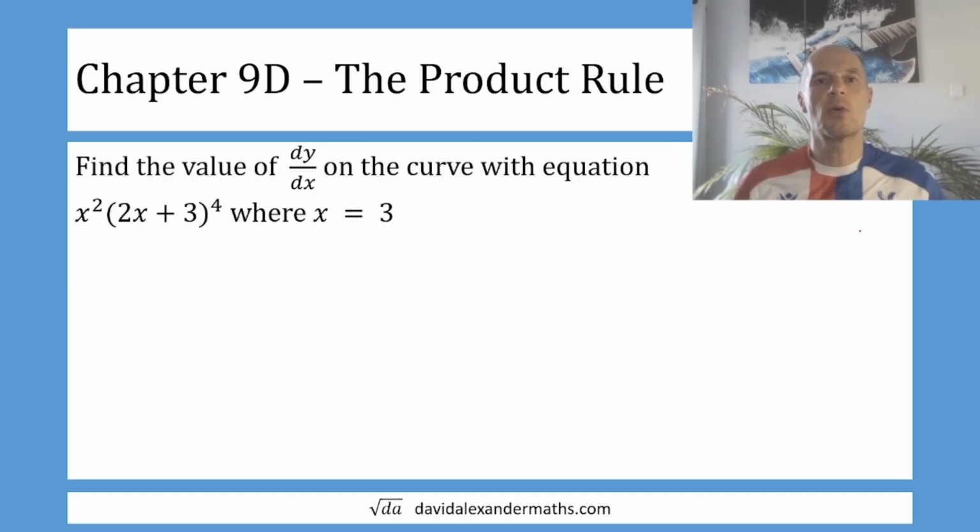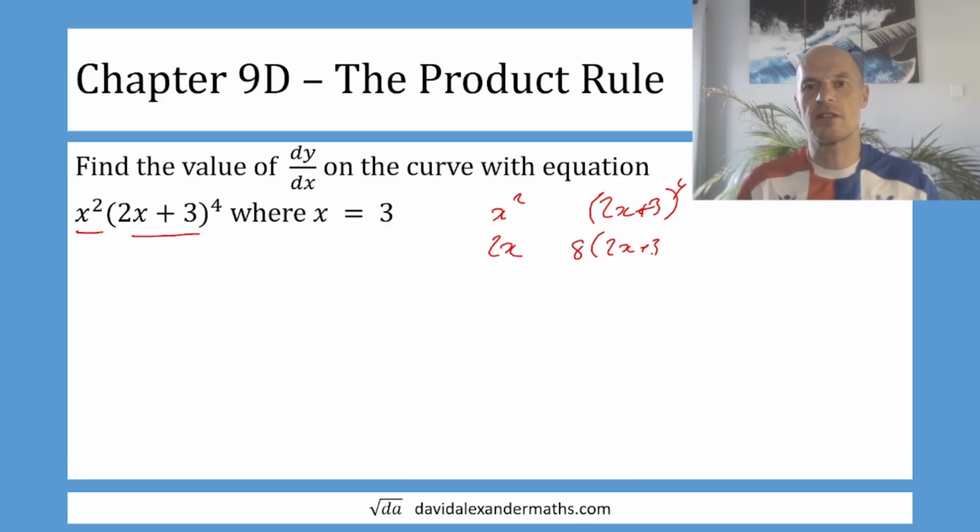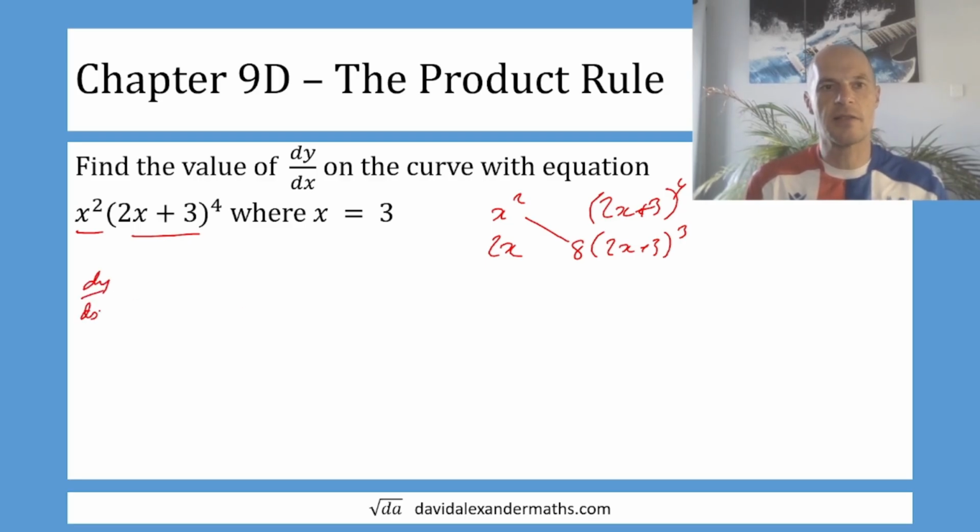Okay, so here's an example where we just need to work out the value of dy by dx. We're going to use the product rule because we've got two functions here. So I've got an x squared and I've got a 2x plus 3 to the power of 4. So the derivative of x squared is 2x, and the derivative of 2x plus 3 to the 4 is 8 lots of 2x plus 3 cubed. So let's chuck these two together. So dy by dx is 8x squared lots of 2x plus 3 cubed plus 2x times 2x plus 3 to the power of 4.